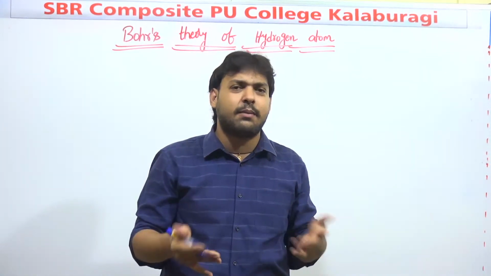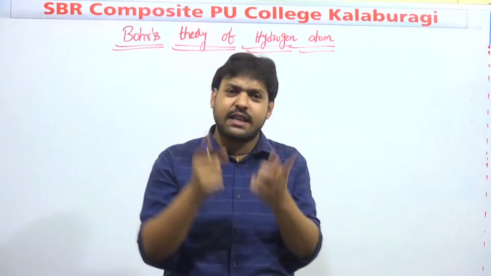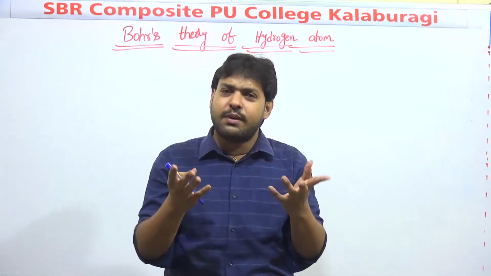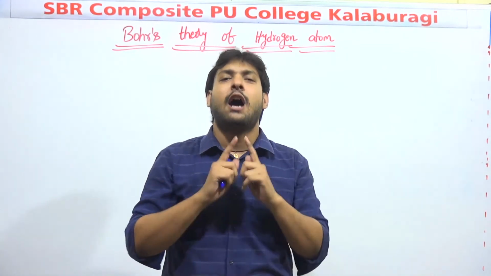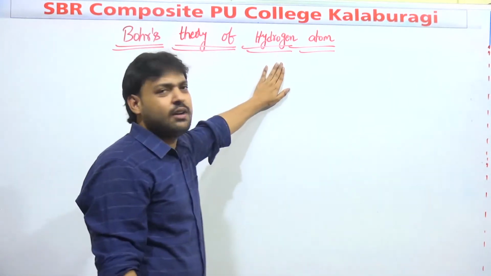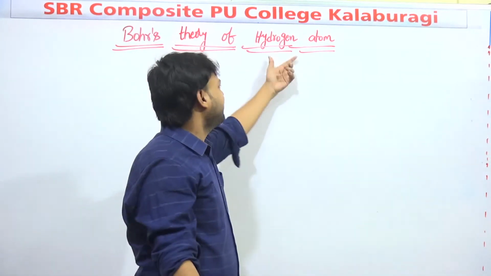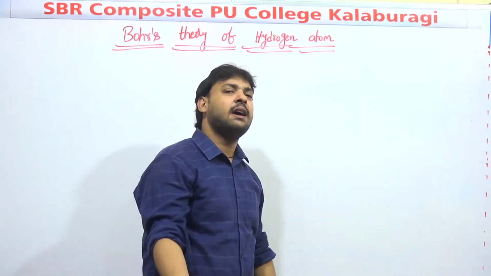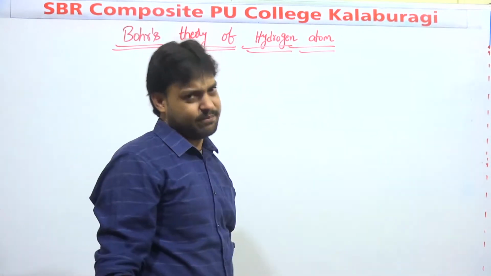He can do experiments on that one electron, whether it goes to higher energy levels or not. What is the radius of the orbits? We can calculate it easily, because only one electron is there in the outermost orbit. That's why he did all his experiments on the hydrogen atom.